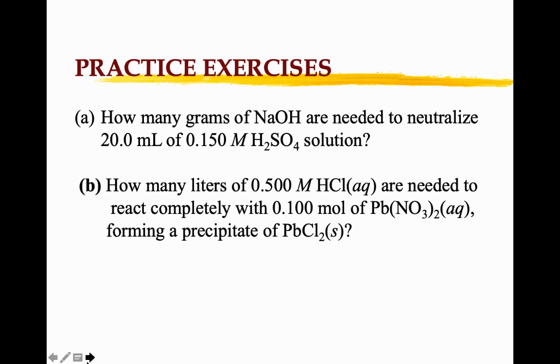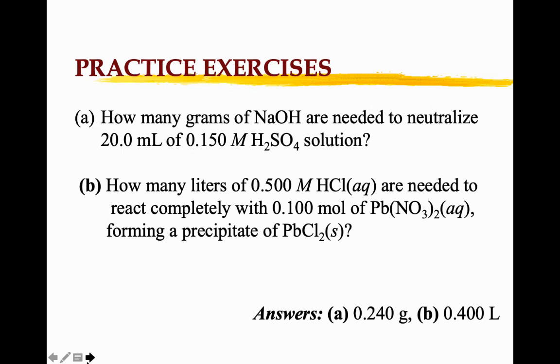The next question is: how many liters of 0.5 molar hydrochloric acid are needed to react completely with 0.10 moles of lead nitrate, forming a precipitate of lead(II) chloride? Okay, so you also need to build up the balanced chemical equation for this. So you may start solving now.